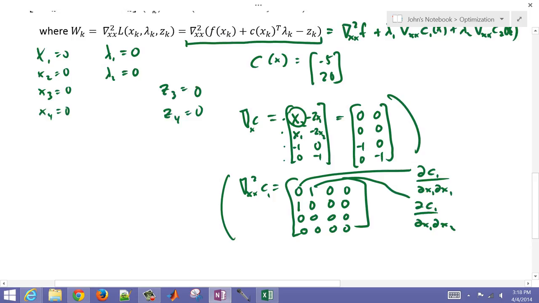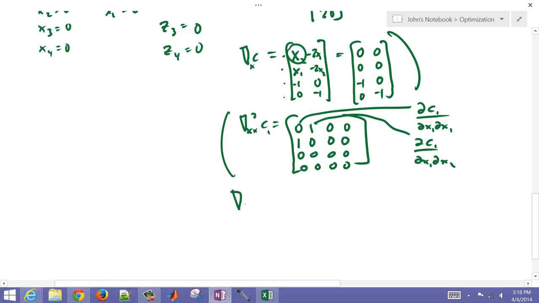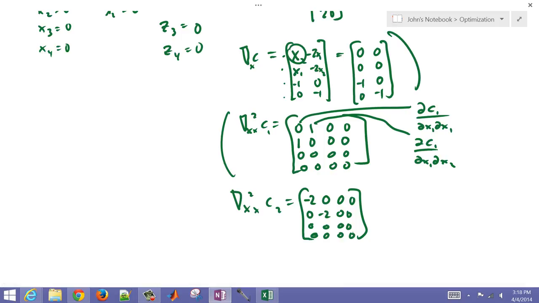Let's do it for the next one as well. C2. I'm going to take this one and go down my list. There I have it, a second derivative matrix. This is the same thing that we had before, but you just change those to C2. You use it for the second equation instead of for the first equation.